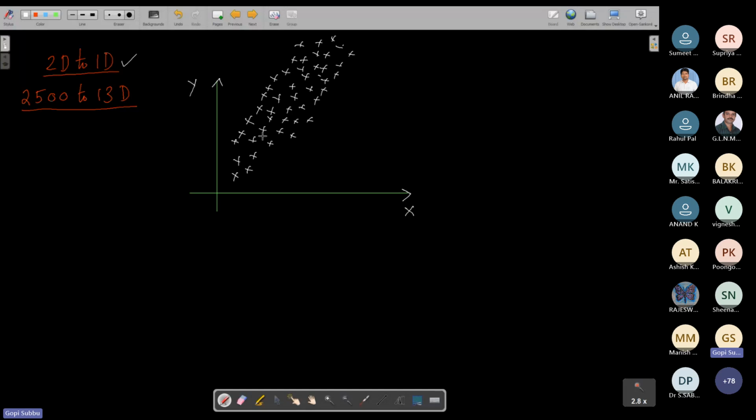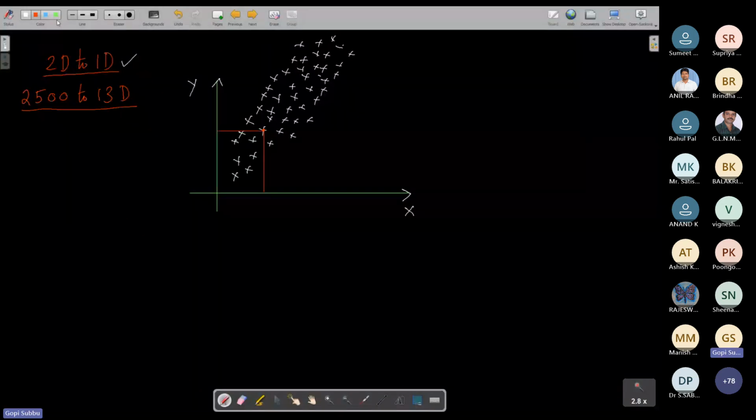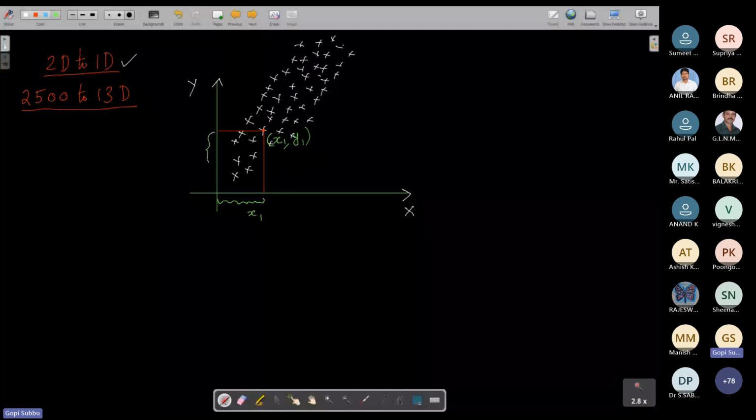Okay, so now any point, the data you consider, is represented with the coordinate axis, like x1 comma y1. What does it mean? It is basically the distance from the origin. So that is giving you x1 here, and then this distance.